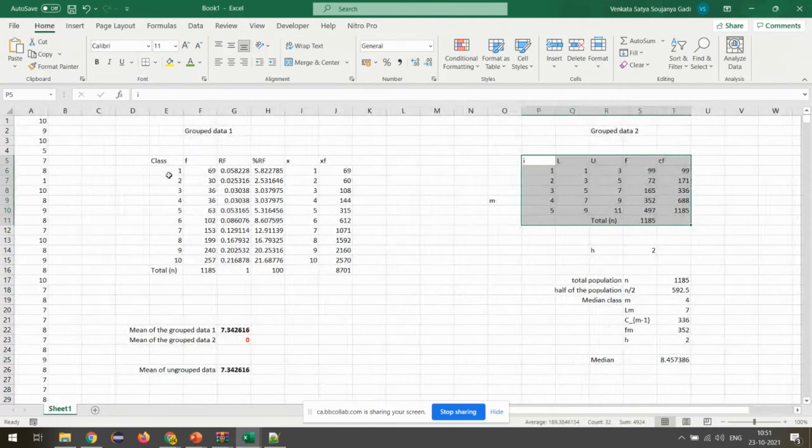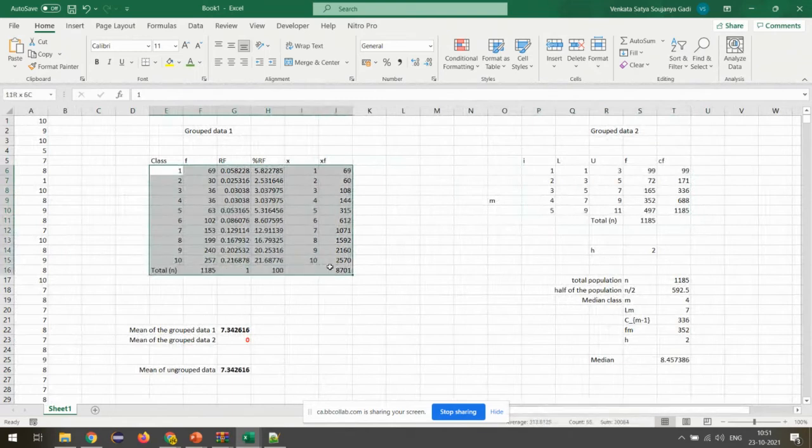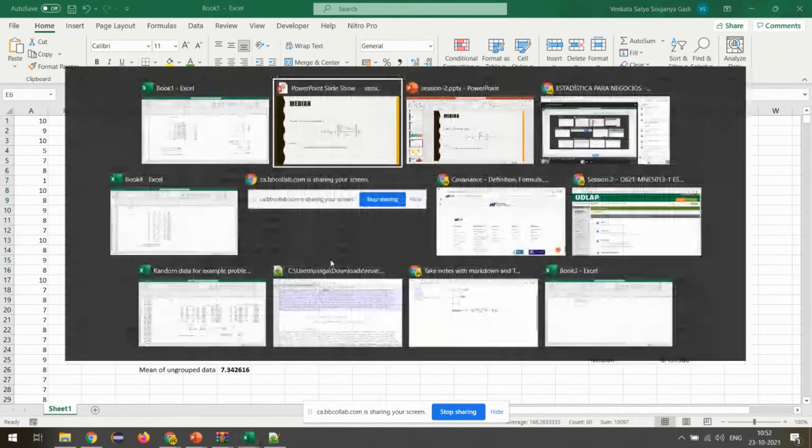So now let us see from this data. It is much easier to calculate the median from this grouped data.